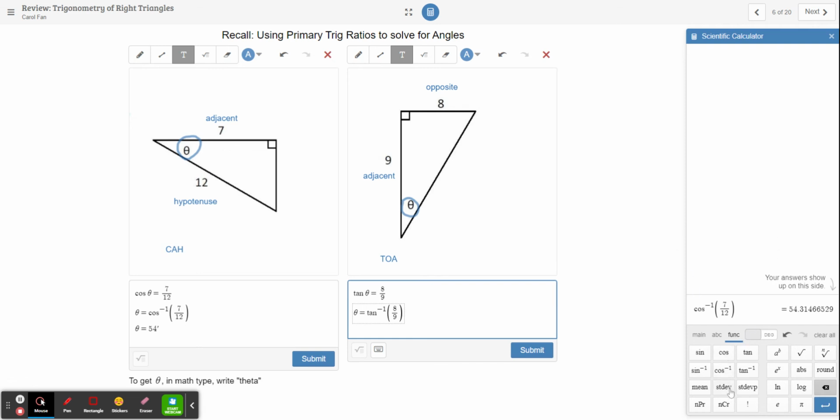So once again, our scientific calculator is going to do all the work. Find your inverse tan key, which is in the function, and then 8 over 9. That gives us an angle of 41.6. Let's round it to a whole degree, so 42 degrees.